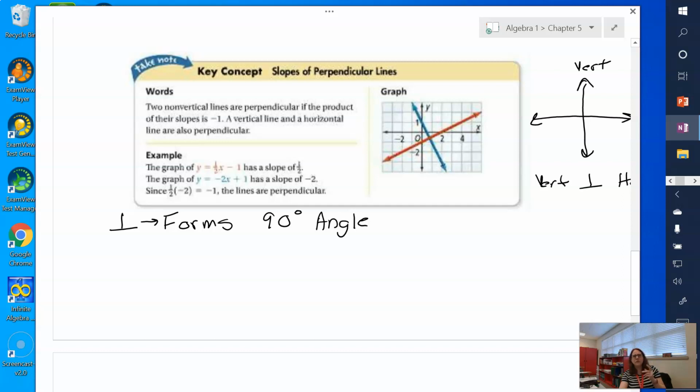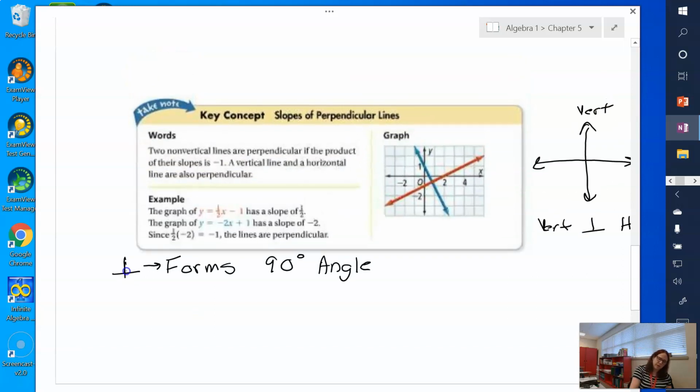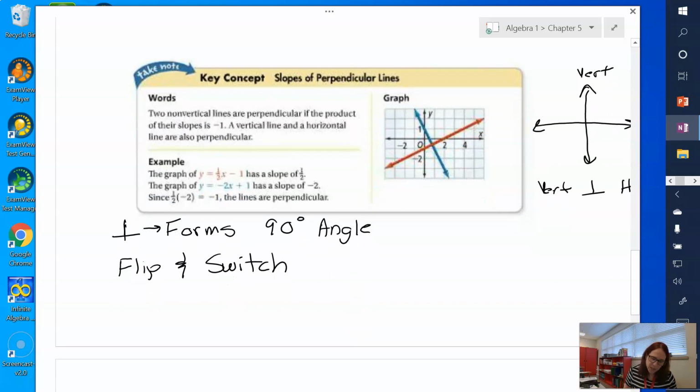Now the way I like to think of this, it makes it so easy, is that those slopes are opposite reciprocals. So the words I use are flip and switch. What I mean by that is, take the slope. If I look at the slope of the red line, that slope is 1/2. Here's the flip. I just flip it over. I get 2/1. So that's the flip.